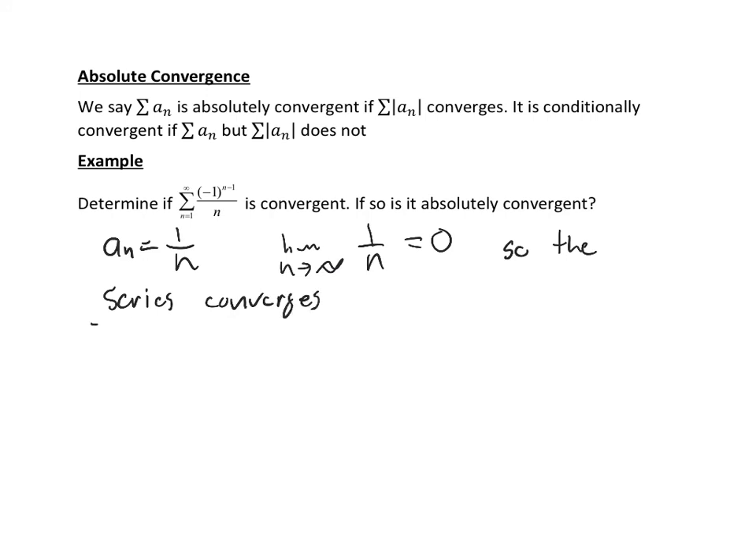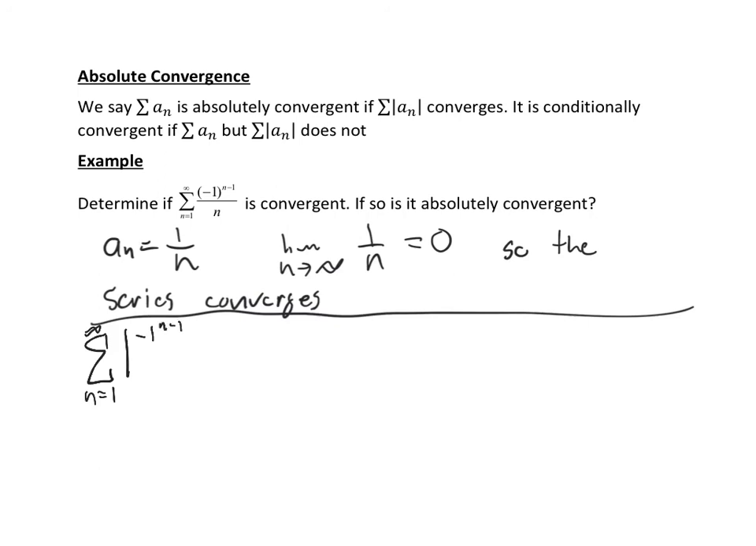However, if I want absolute convergence, if I was to take the absolute value from n equals 1 to infinity of negative 1 to the n minus 1 over n, I would have a series without the alternating part. Everything would be positive. So the alternating part would go away, and I would essentially have the series from n equals 1 to infinity of 1 over n. Well, that's a p-series that we know does not converge.